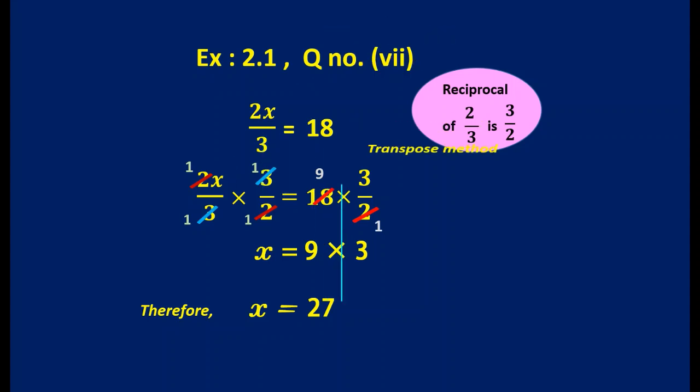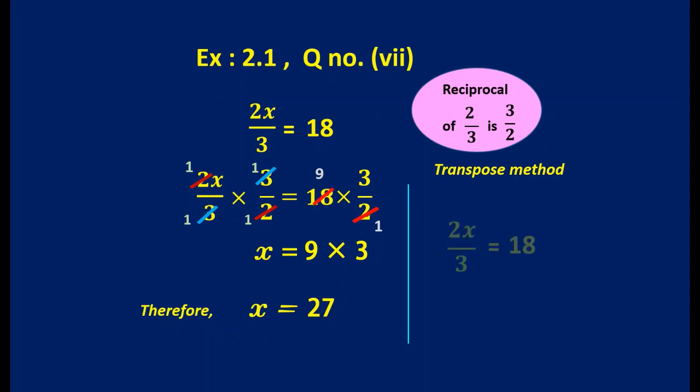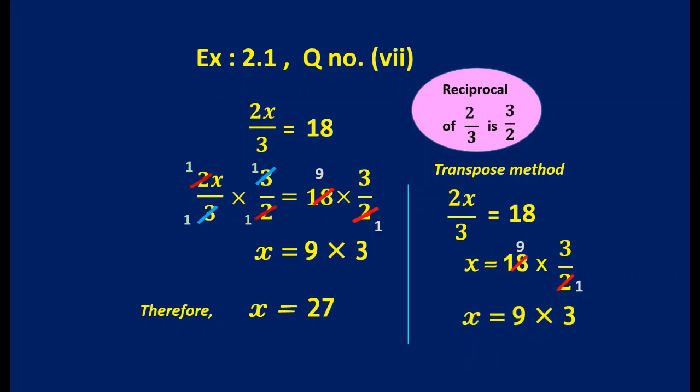If we follow the transpose method, again 2x by 3 is equal to 18. Send this 2 by 3 to the right side to become 3 by 2 and multiply 18. We have x is equal to 18 into 3 by 2. See, 2 ones are 2, 2 nines are 18, leaving x is equal to 9 into 3, which is equal to 27.